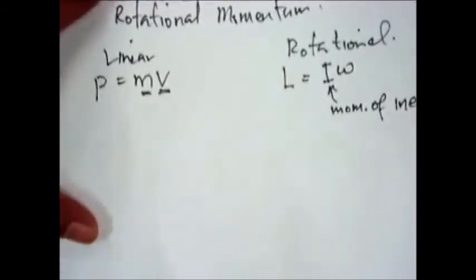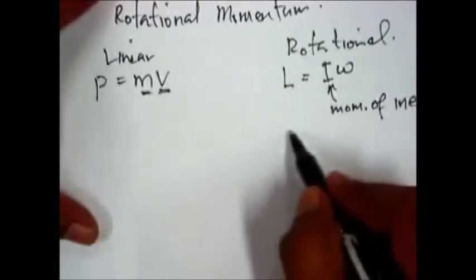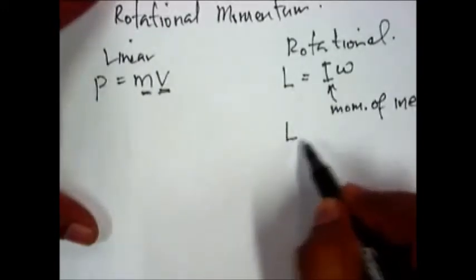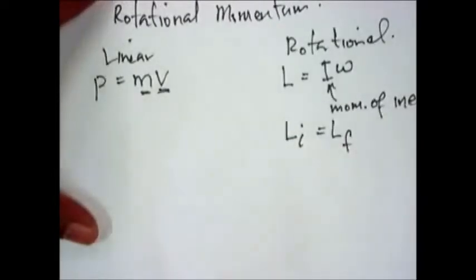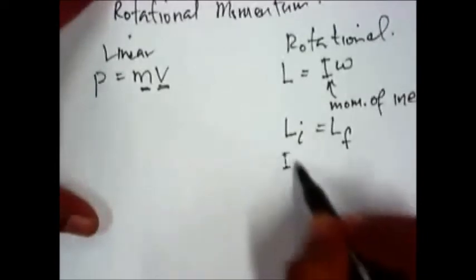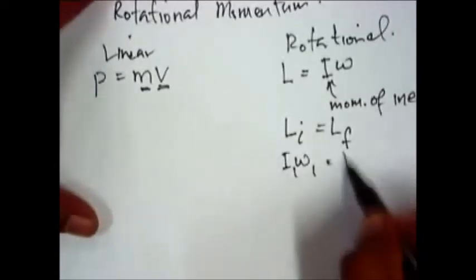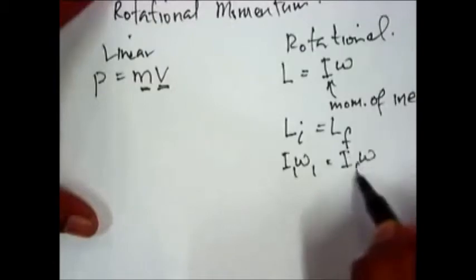And the conservation of momentum in linear, you know that momentum before collision is equal to momentum after collision. In rotational, it applies as well. So your momentum initial is equal to momentum final. So your I omega initial is equal to I final omega final. Okay, and also the concept of kinetic energy will be tested.